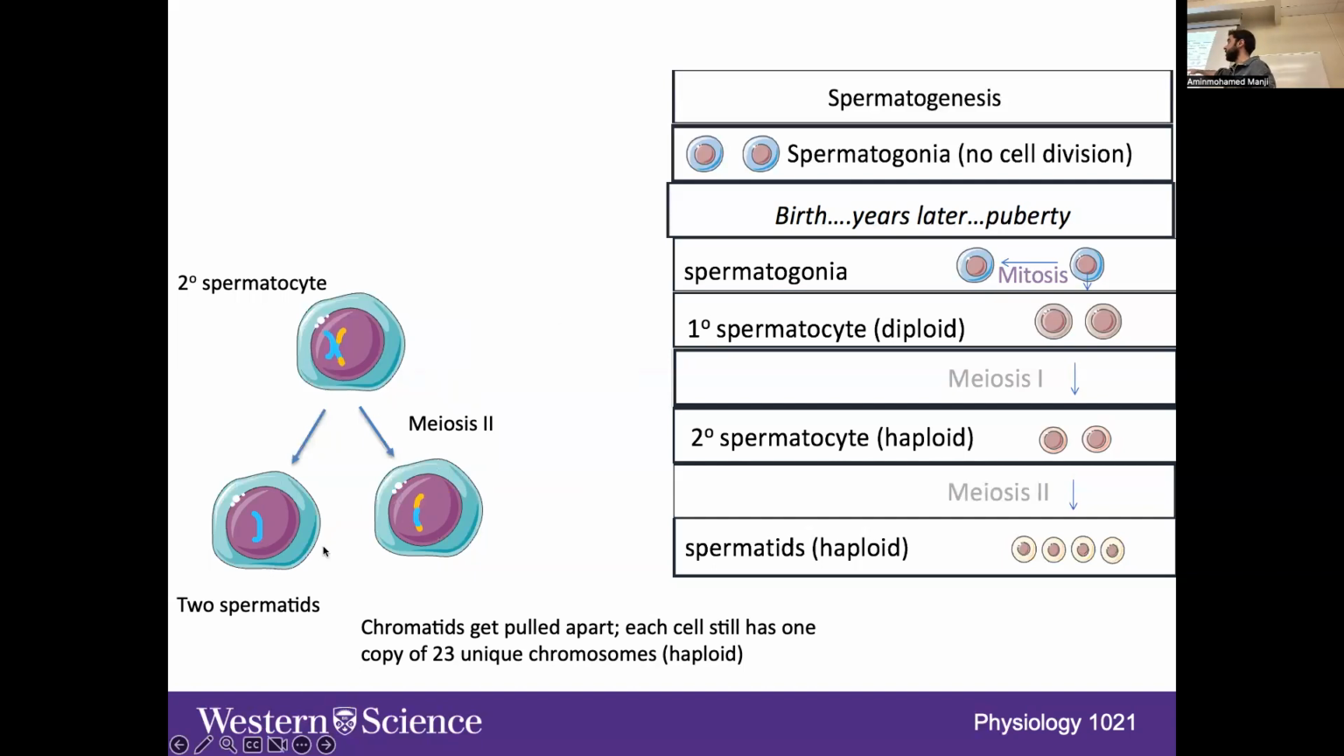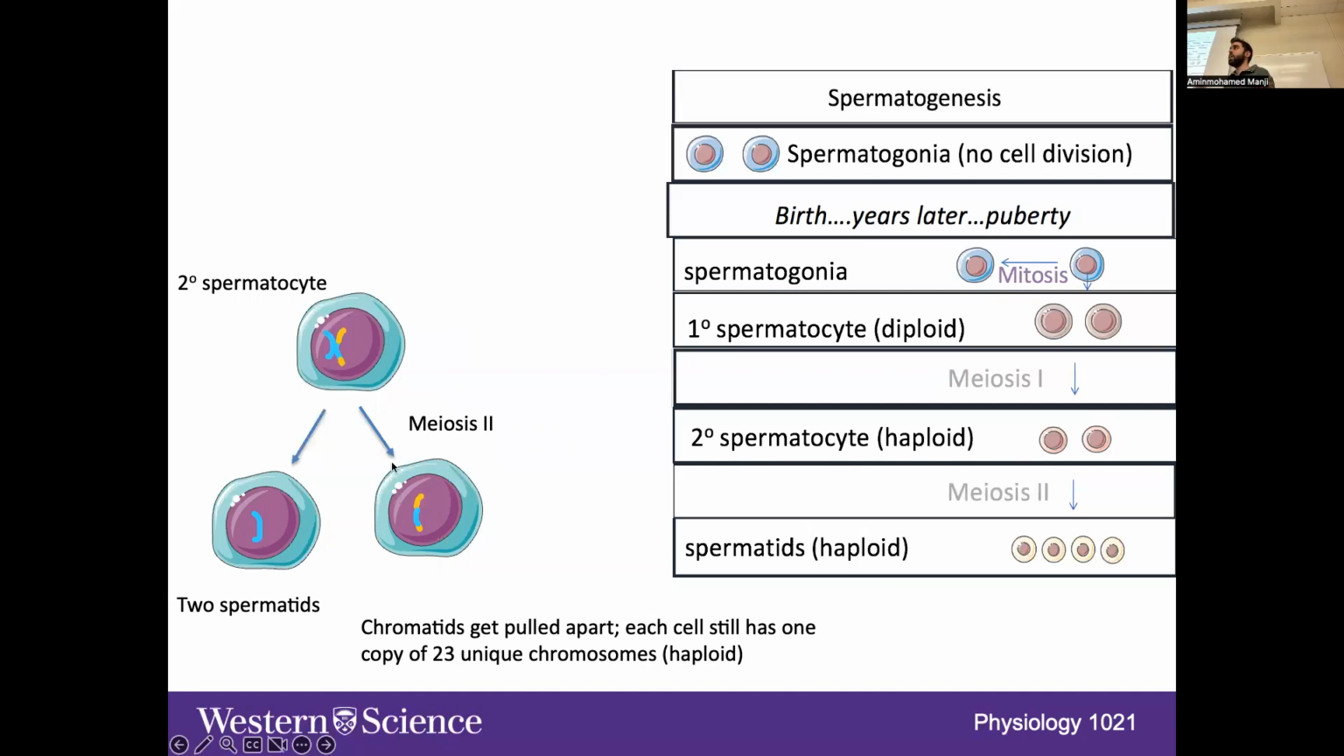You have 2 cells that come from the secondary spermatocyte, and remember, you had 2 secondary spermatocytes for every primary spermatocyte. So in total, how many gametes do we have for every round of meiosis? You have 4. 4 gametes, 4 spermatids for every single primary spermatocyte. Does that make sense?